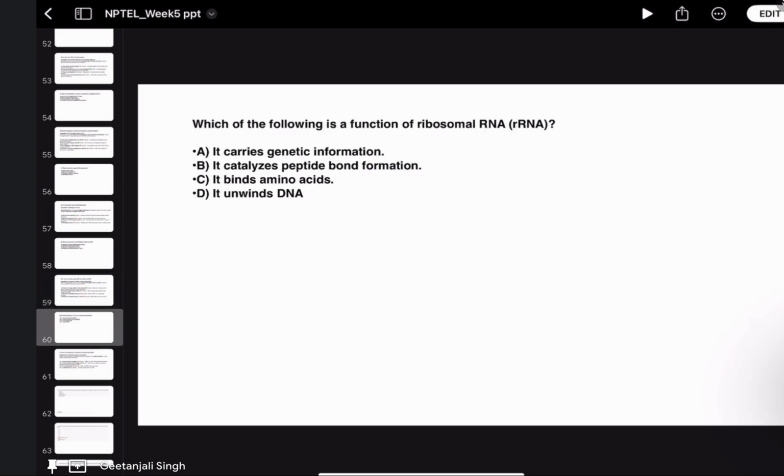The next question is, which of the following is a function of ribosomal RNA, rRNA? A. It carries genetic information. B. It catalyzes peptide bond formation. C. It binds amino acids. Or D. It unwinds DNA.